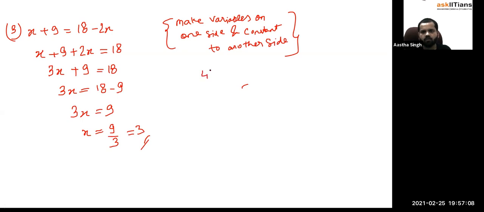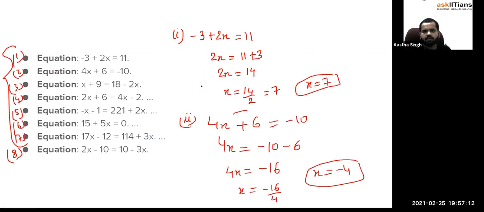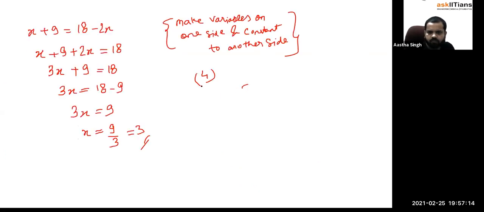I will do the fourth question. Let's see what the fourth question is. 2x plus 6 is equal to 4x plus 2. The fourth question says 2x plus 6 is equal to 4x minus 2.